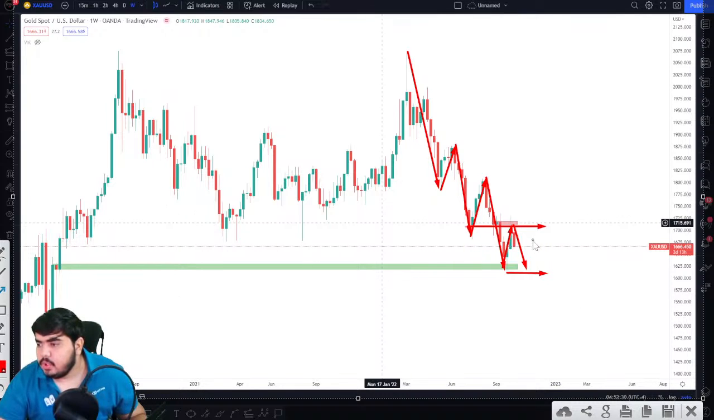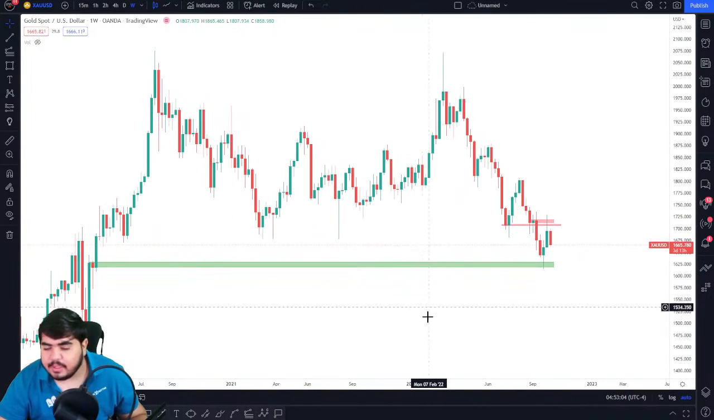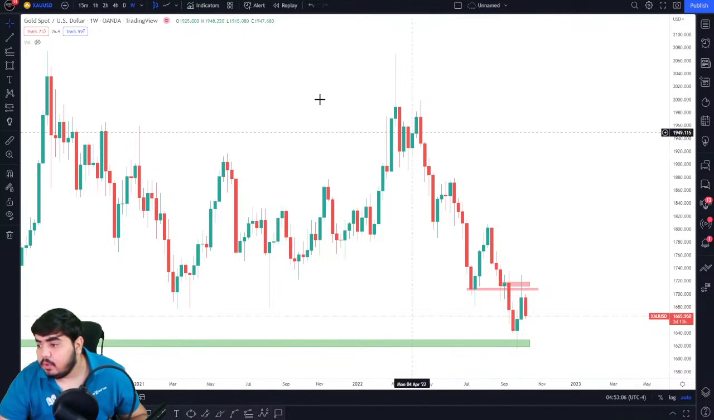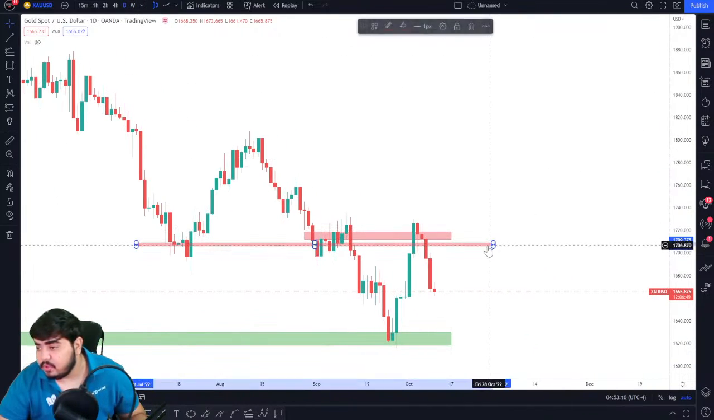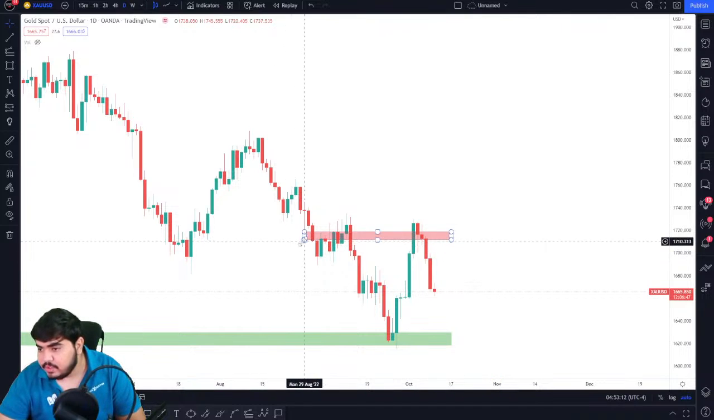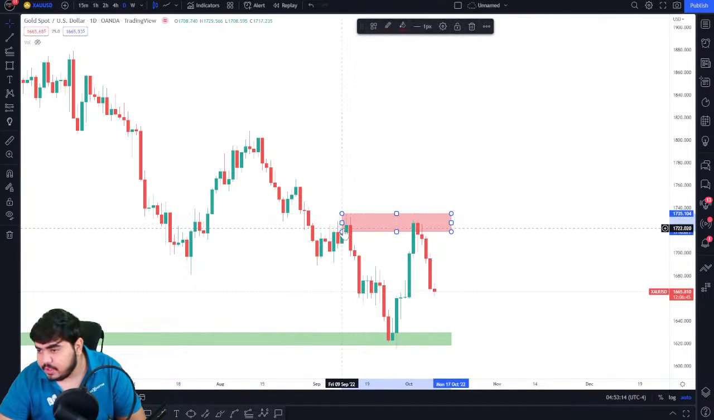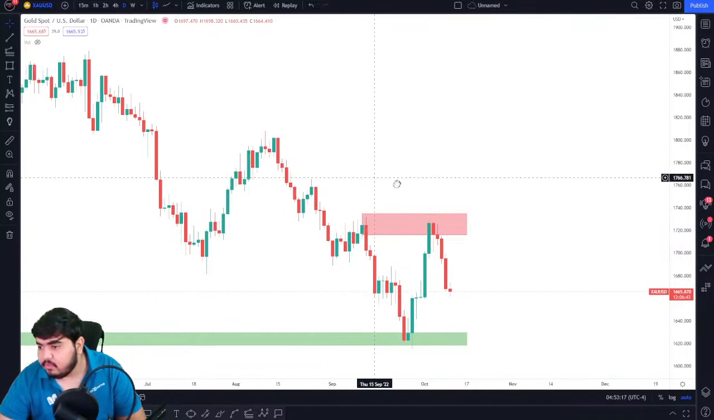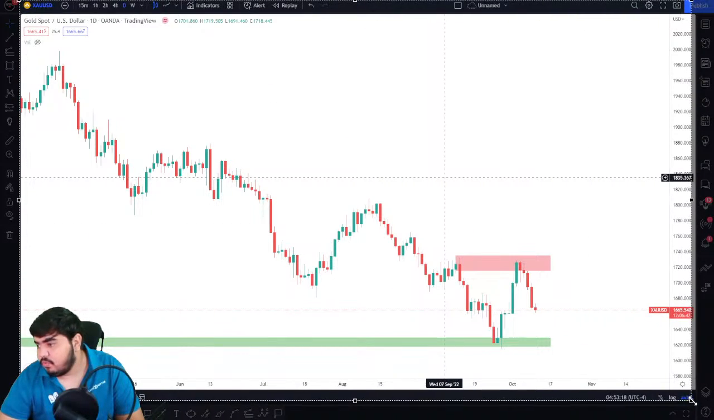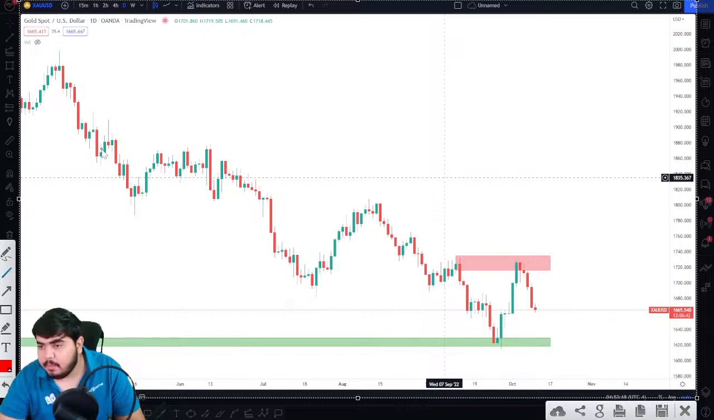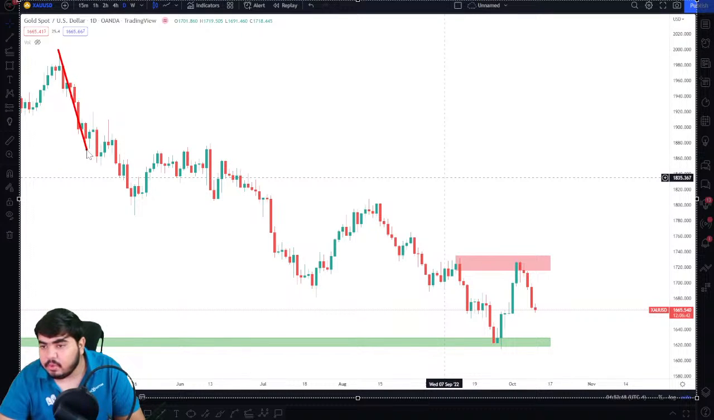Okay, so the overall trend has been bearish. Now let's move on to the daily time frame to see what's going on. I'm going to remove this and mark this area of supply right here. If we mark the structure on the daily time frame, we can notice that the market has clearly been making lower lows and lower highs.